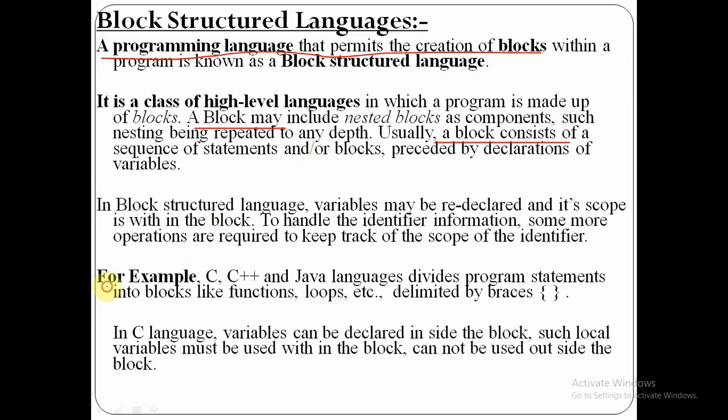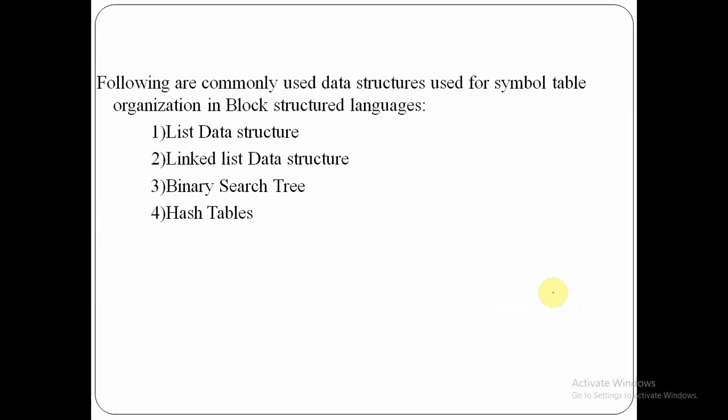For example, C++ and Java languages divide the program statements into blocks like loops, functions, etc., delimited by curly braces, opening brace and closing brace. The commonly used data structures for symbol table organization in block structured languages are listed below: list data structure, linked list data structure, binary search tree, hash table.